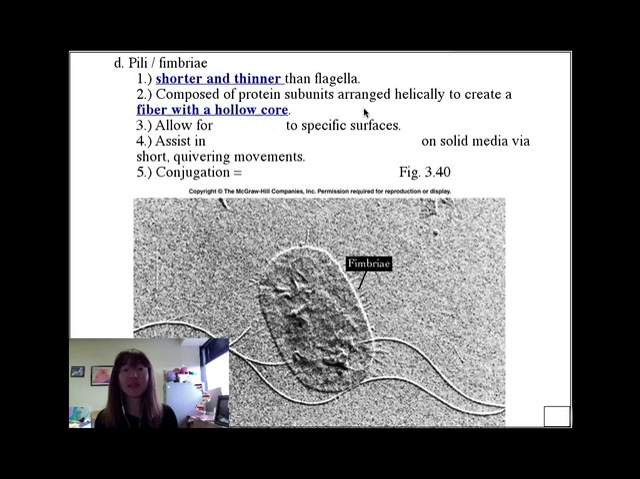So these are composed of protein subunits arranged helically, just like within the filament of a flagellum, to form a hollow cord fiber. These allow for a lot of different things. One of those is the adherence to specific surfaces, allowing it to attach. But then also, often these are involved in a really interesting kind of movement. This movement is called twitching motility, and it's literally the motion of a population of cells across a solid surface. This sort of twitching motility is common in certain kinds of bacteria.